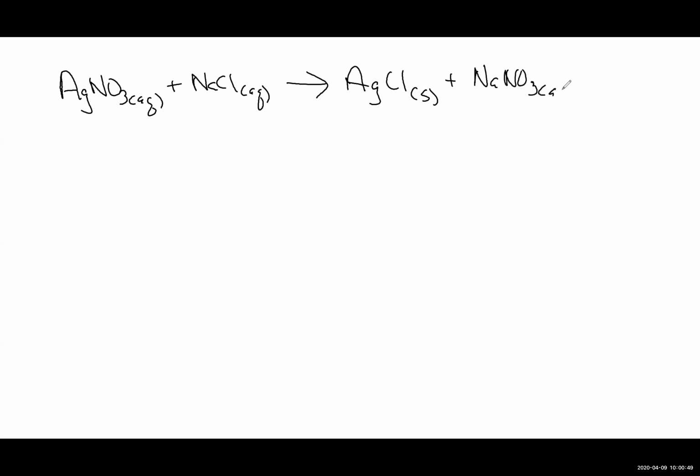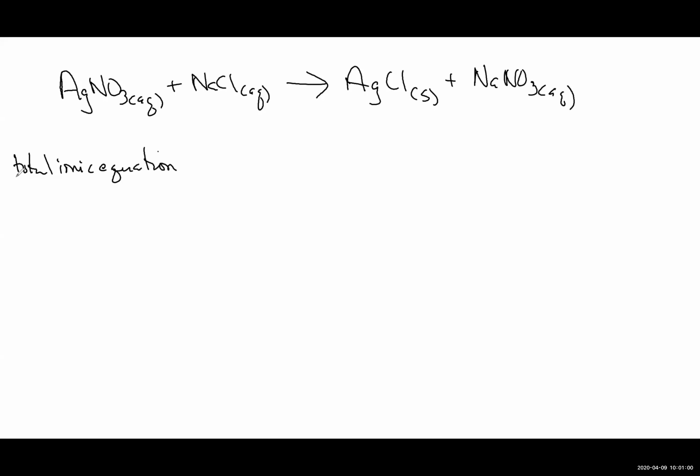Silver nitrate, aqueous, plus sodium chloride, aqueous, is now, we know, going to turn into silver chloride solid and sodium nitrate aqueous. So this is my overall reaction. From this, I can write a total ionic equation.